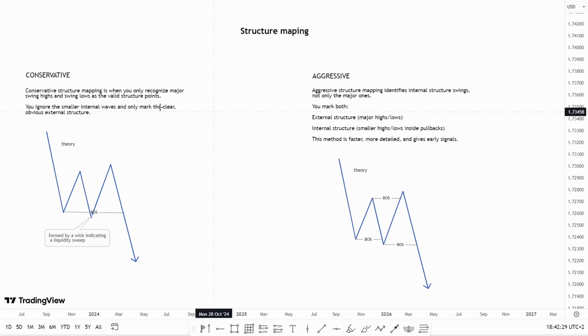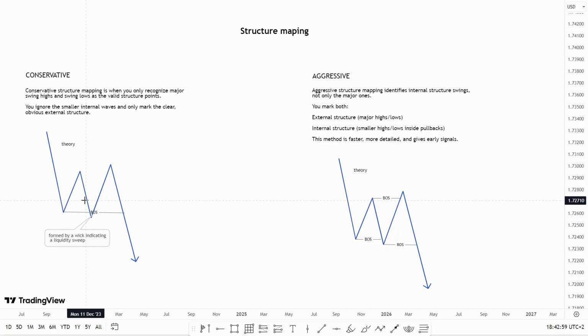Okay, so going into structure mapping, we have two types of structure mapping. We have consecutive and we have aggressive. Consecutive structure mapping is when you only recognize the major swing highs and swing lows as the valid structure points. As we can see from our example, price came in, broke below this zone, but then as consecutive traders, they're not counting it, as this could be just a liquidity sweep or a large wick, but price never really broke and closed below the zone.